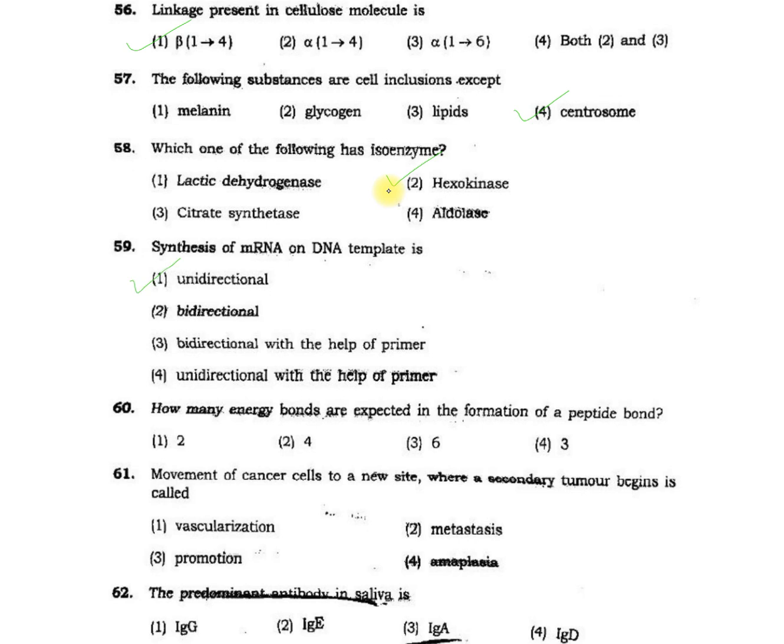Question number 60. How many energy bonds are expected in the formation of a peptide bond? Option 1, 2, option 2, 4, option 3, 6, option 4, 3. The correct one is 3. Three energy bonds are expected, they have to be used. Here one is ATP and two GTP molecules are used.